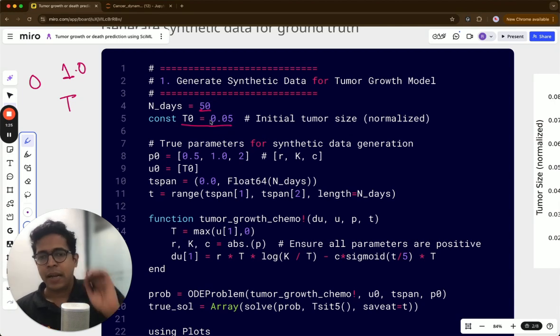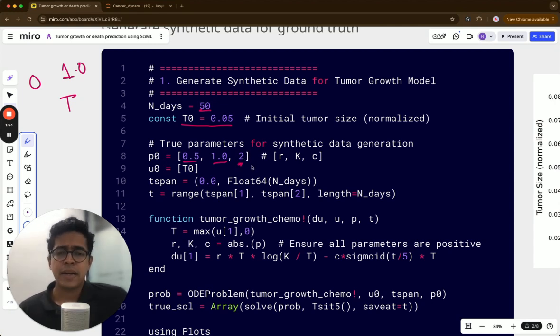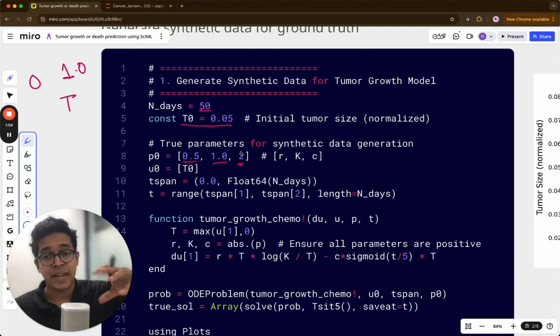Now we have three parameters for synthetic data generation. So 0.5 is the normalized value for R. R is the coefficient corresponding to the initial growth rate. 1.0 is the maximum possible tumor size in that given environment, the value of K. And C is the strength of the chemotherapy intervention. Here I have initially put the value 2. We will play with this number 2 to see how different strengths of chemotherapy intervention affect the tumor size growth or tumor size shrinking.